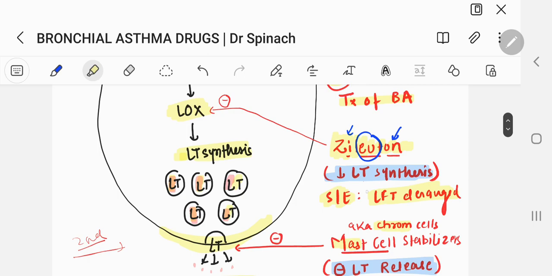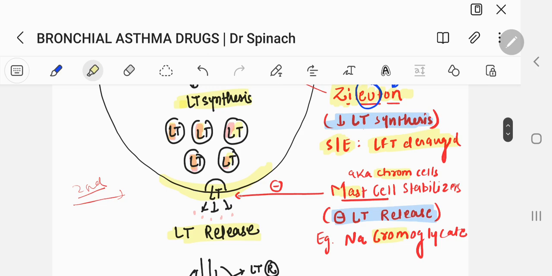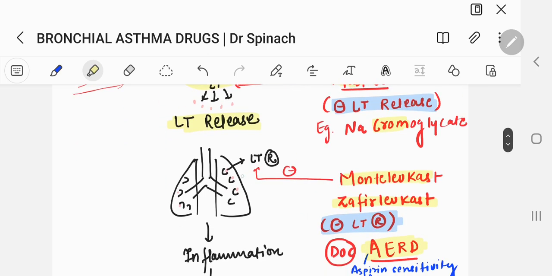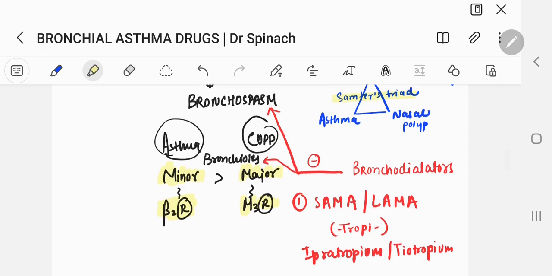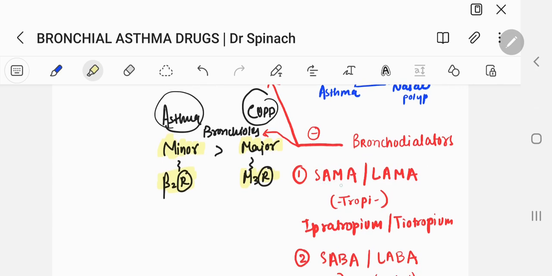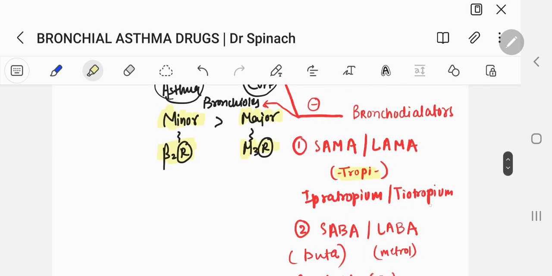So remember these three. One helps with the inhibition of leukotriene synthesis, Zileuton. One helps with the inhibition of release, mast cell stabilizers. One helps with the inhibition of the leukotriene receptors, that is montelukast, the lukast family. Then finally, we can block these receptors here. We can block either beta 2 receptors or muscarinic receptors, in order to prevent bronchospasm. You can give them SAMA or LAMA, that is short acting muscarinic antagonist or long acting muscarinic antagonist, depending upon what kind of disease you're dealing with. These usually have tropium in their name, so ipratropium, tiotropium, right?